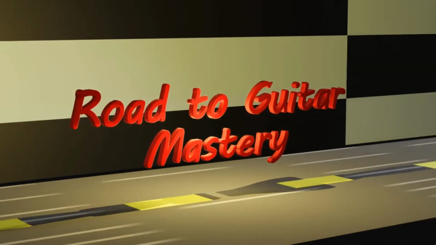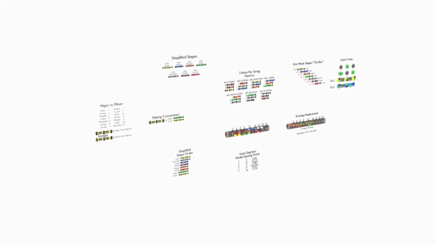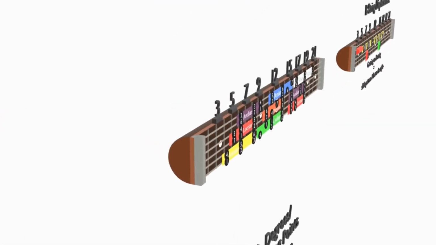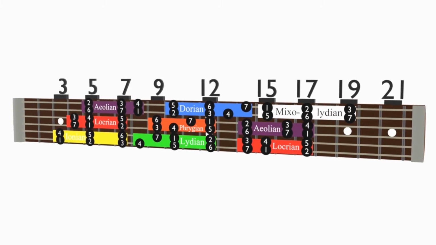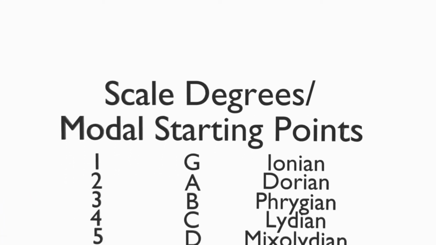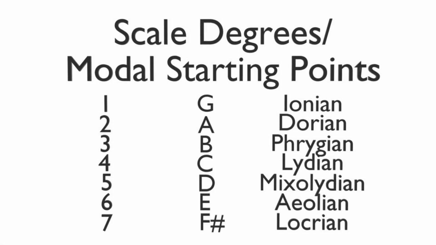In today's video, I'll be presenting a few different ways to visualize mode shapes as they appear across the fretboard. A major scale is constructed with 7 notes or scale degrees, and each note can act as a different starting point or focal point for a new scale. The unique scale and sound associated with each starting point is called a mode.